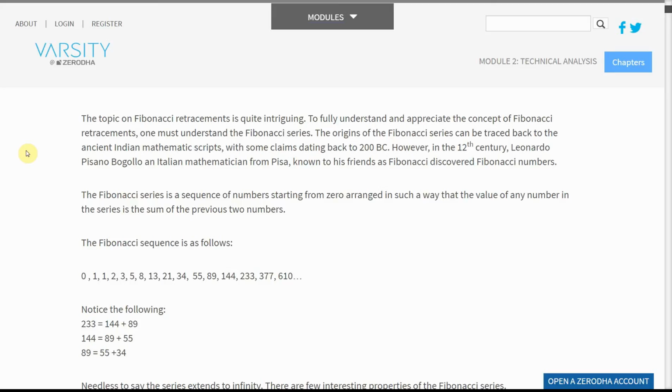The Fibonacci series is a sequence of numbers starting from 0 arranged in such a way that the value of any number in the series is the sum of the previous two numbers. The Fibonacci sequence is as follows: 0, 1, 1, 2, 3, 5, 8, 13, 21, 34, 55, 89, 144, 233, 377, 610. Notice the following.